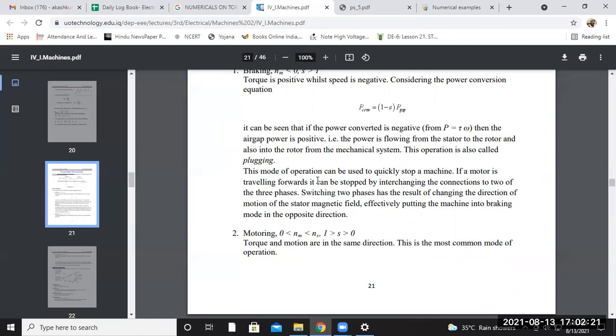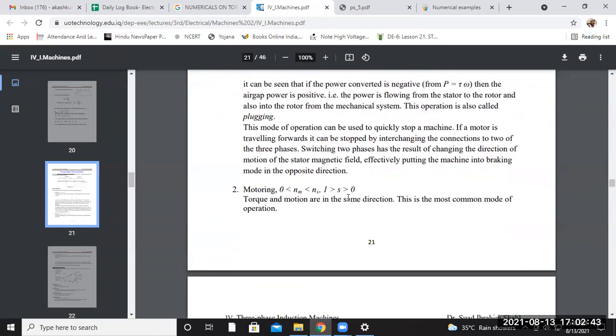If a motor is traveling forwards, by interchanging the connections to two of the three phases, that is, switching two phases, has the result of changing the direction of motion of the stator magnetic field and effectively putting the machine into braking mode in the opposite direction. So this is the region of the braking.